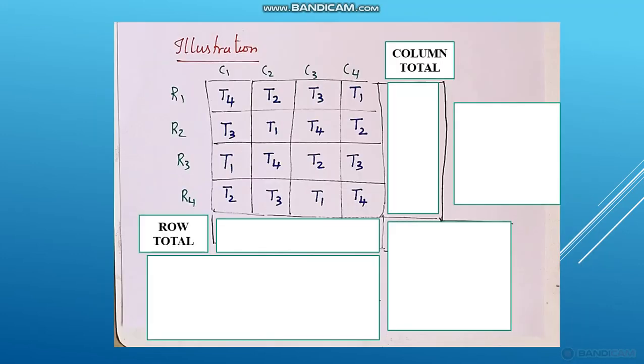Next, an illustration. For example, I have 4 treatments. So 4 treatments means we will have 4 rows, 4 columns, and 4 replications. Here the total number of units will be 16 units.